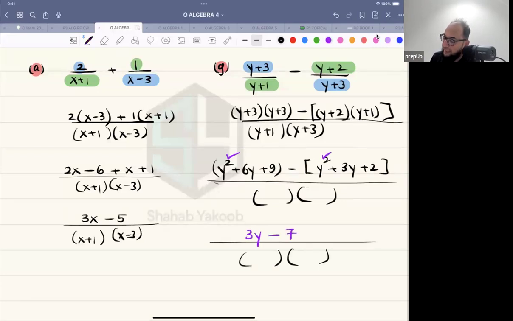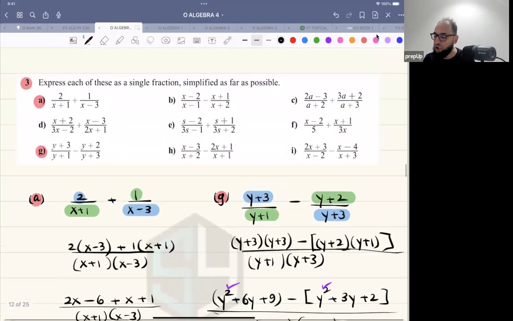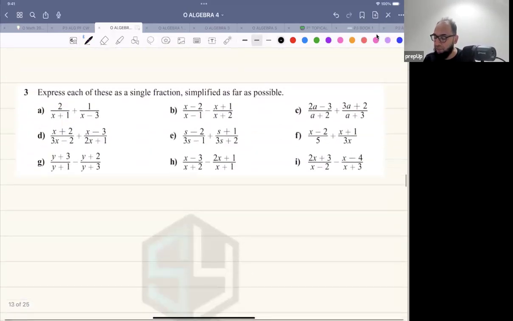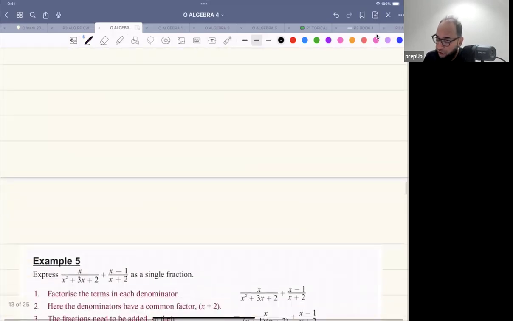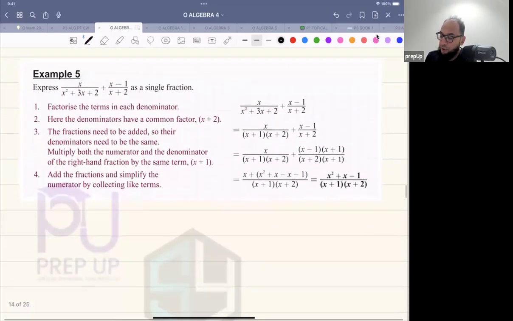And what goes at the bottom? y plus 1, y plus 3. So that's how these two questions are done. The same type of question, I think I just pasted it again so that there is some extra space for me to try out. Now let's look at this one.